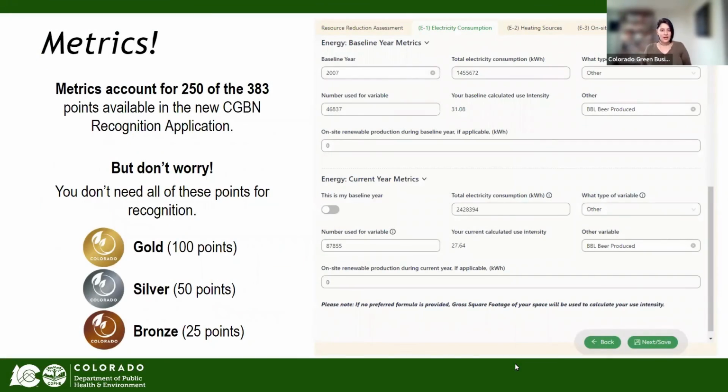So again, we want to highlight this. There's not a need to have all of your metrics perfect in order to apply for recognition. You don't need 250 solid points, right? So we're really looking at this as a process of improvement over time. And we want to see as much data as you have, and we're available to help you work on making your data better over time so that you can move from bronze to silver and silver to gold.